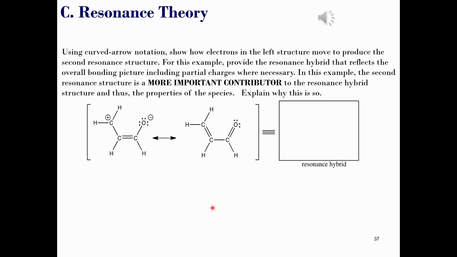Here is an example question for you to complete. Using curved arrow notation, show how the electrons in the left structure move to produce the second resonance structure seen on the right. For this example, provide the resonance hybrid that reflects the overall bonding picture, including partial charges when necessary. In this example, the second resonance structure is a more important contributor to the resonance hybrid structure and thus the properties of the species. Explain why this is so. So pause, draw your annotations, draw the resonance hybrid and press play to resume the video.